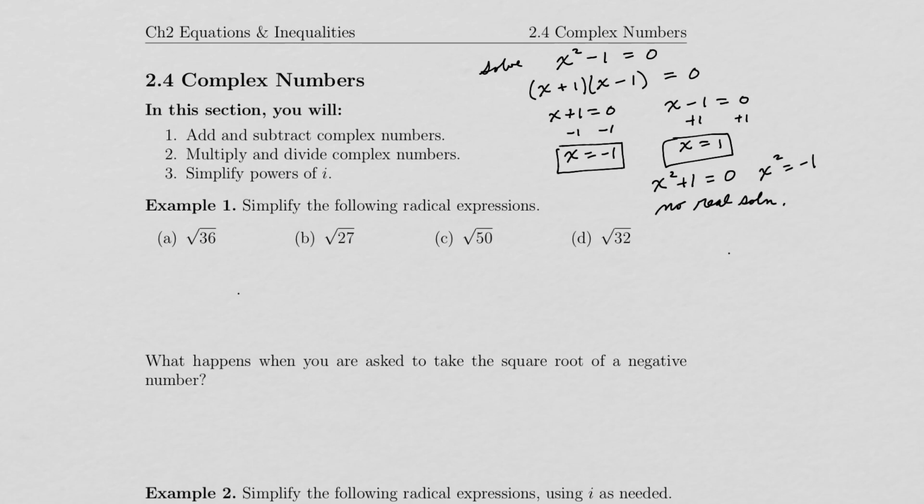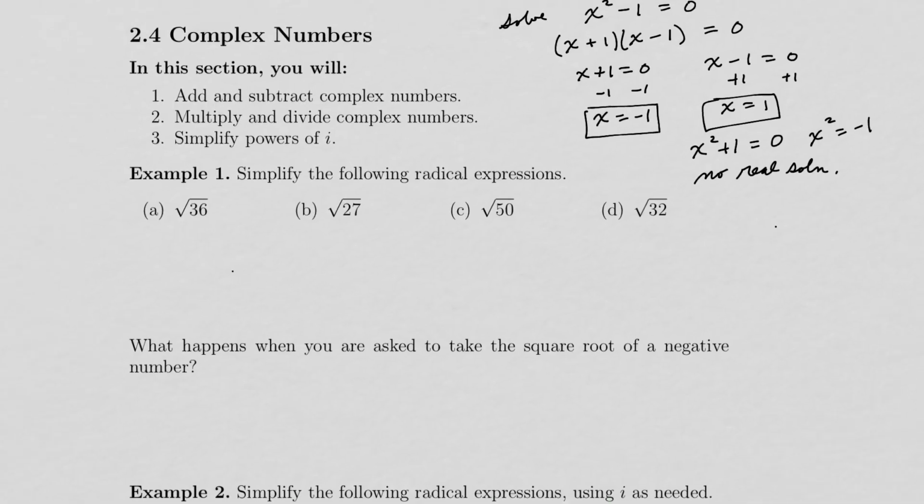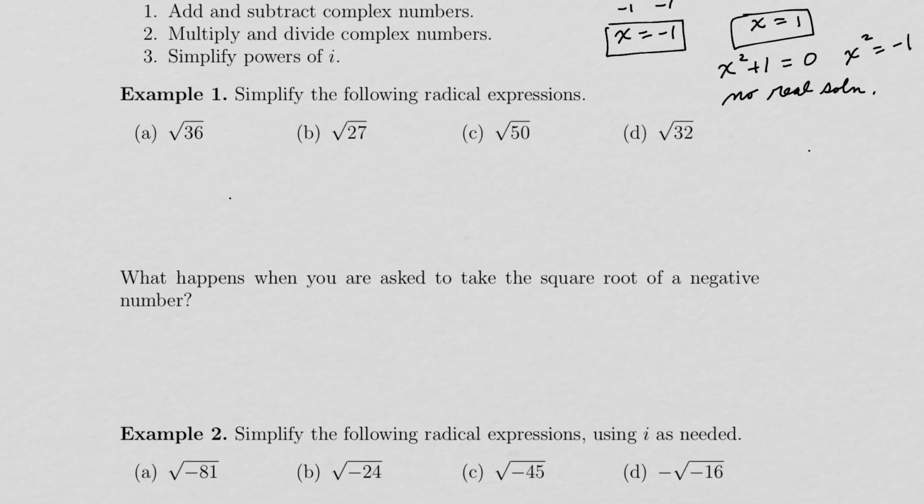Before I get there, let's just review how to simplify radical expressions, like just the square root of some particular number. So let's say I want to simplify the square root of 36. Well, 36 is a perfect square. It's 6 times 6. So one way of thinking about this is I can write this as the square root of 6 times 6. Whenever I have a pair of things underneath the radical, it can come out as a single thing. So that's just equal to 6.